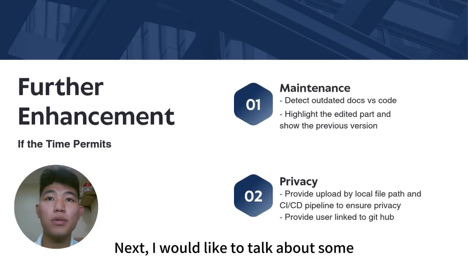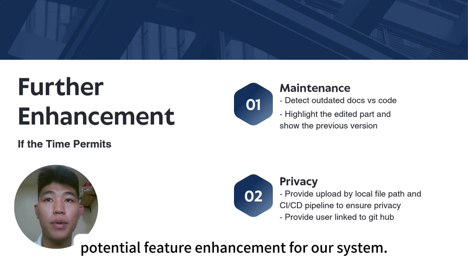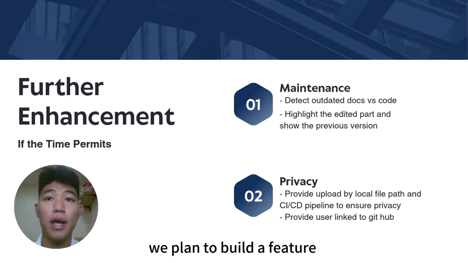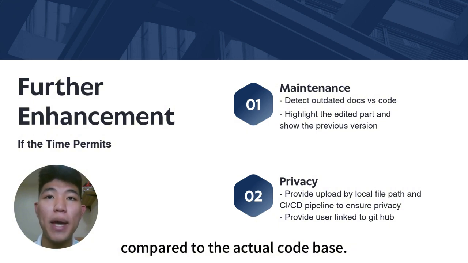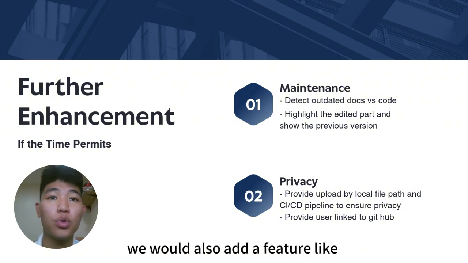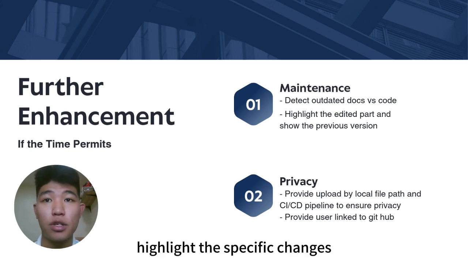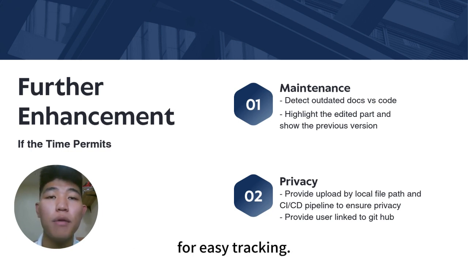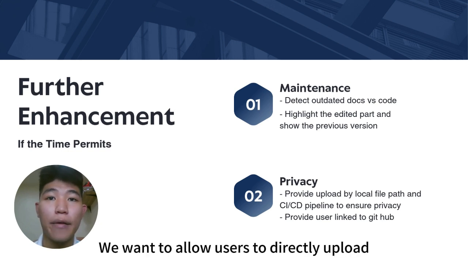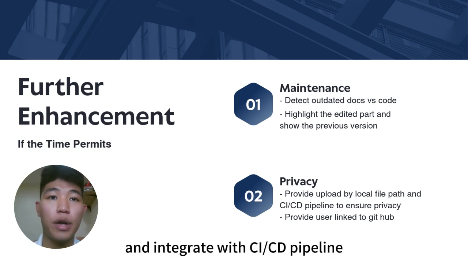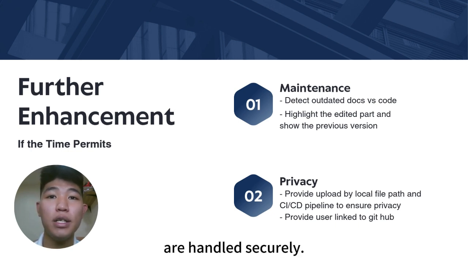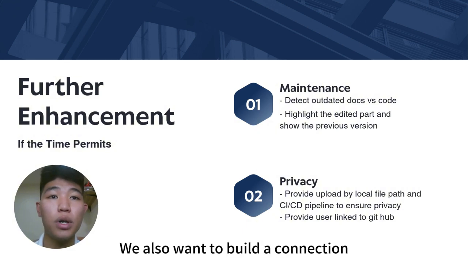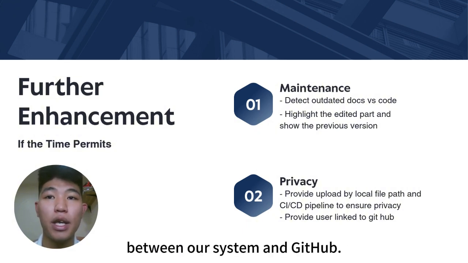Next, I would like to talk about some potential feature enhancements for our system. For the maintenance part, we plan to build a feature that can detect outdated documents compared to the actual code base. Besides that, we would also add features like highlighting the specific changes and showing the previous version for easy tracking. Second, privacy. We want to allow users to upload directly from a local path and integrate with a CI/CD pipeline to ensure highly sensitive files are handled securely. We also want to build a connection between our system and GitHub.